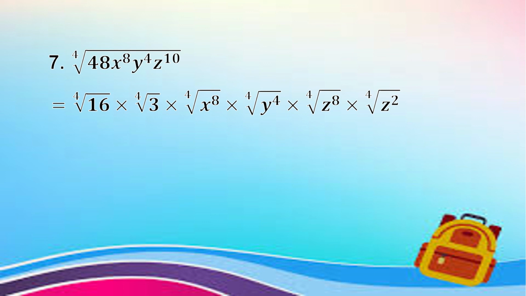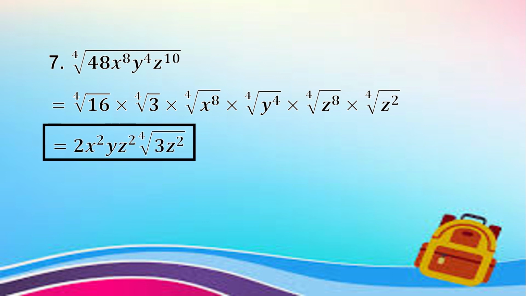Simplifying that, fourth root of 16 will be 2. Fourth root of 3 will remain as fourth root of 3. Fourth root of x raised to 8 will be x squared. Fourth root of y raised to 4 will be y. Fourth root of z raised to 8 will be z squared. Then fourth root of z squared will remain as the fourth root of z squared. For the final answer, we'll have 2 x squared y z squared fourth root of 3 z squared.